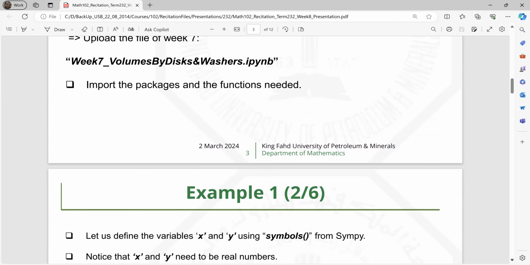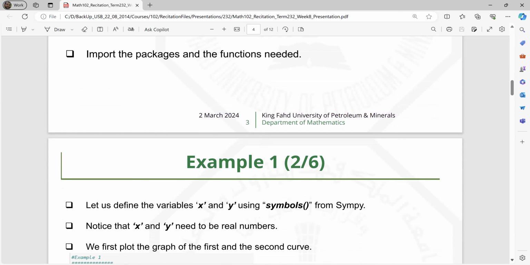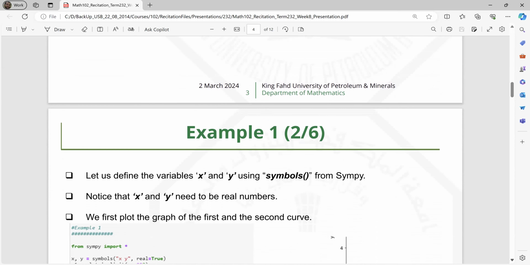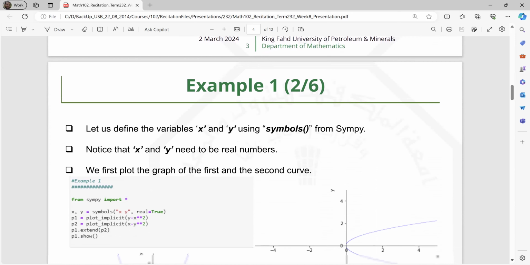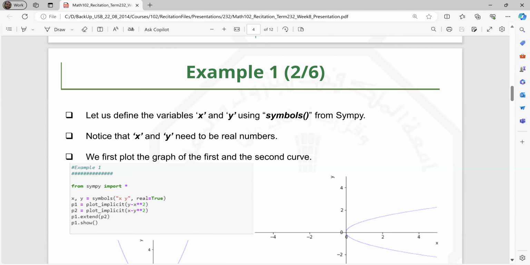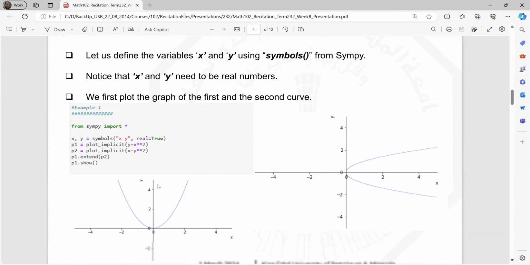So first of all, we define the variables x and y using symbols as usual from SymPy. And you notice here that x and y, of course, need to be real numbers. And we plot the graph of the first and second curve. Here are the commands. As you see here, we plot P1 as the plot of y equals x squared, P2 the plot of x equals y squared. You can see the plot of y equals x squared below the command window, and the plot of x equals y squared on the right of the command window.